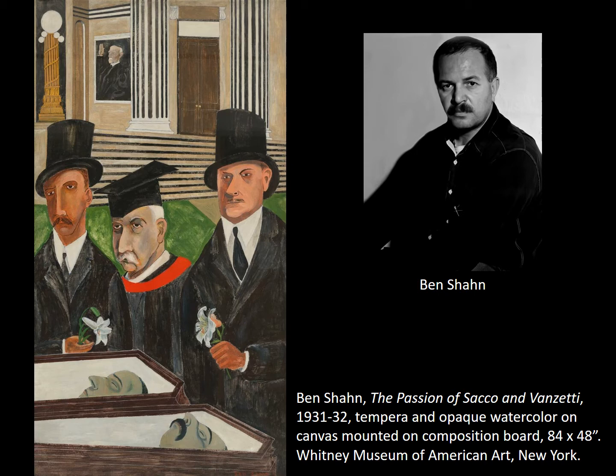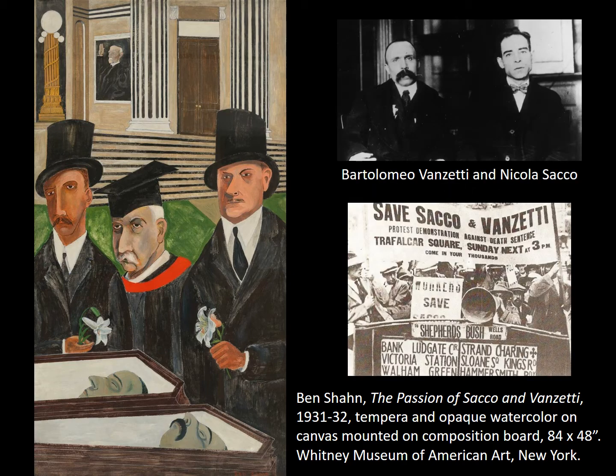And one of his most famous works has to do with an issue like this, which was an issue of social justice. So Sean's most famous work had to do with the trial of two men. So the story goes like this. On the 15th of April in 1920, there was a guard at a shoe factory who was robbed and murdered, and some $16,000 were stolen.